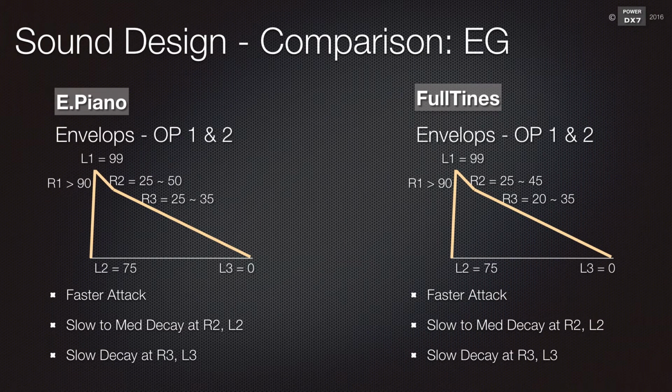Both patches have faster attack reaching to a maximum level. Then, they have slow decay rate 2 for operator 1 and medium decay rate 2 for operator 2. The main decay is controlled by rate 3 as level 3 is 0 with slowing decay. They both have prominent attack as level 2 is set at 75.